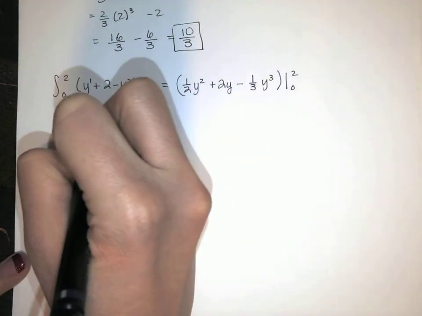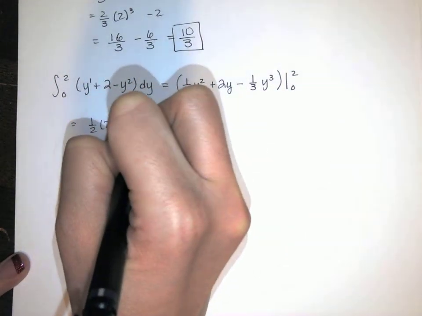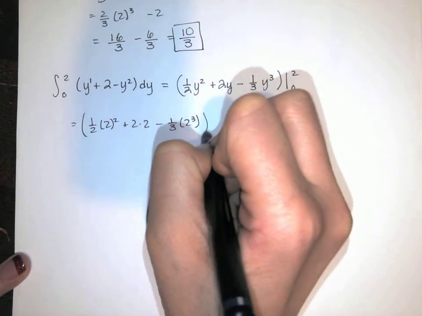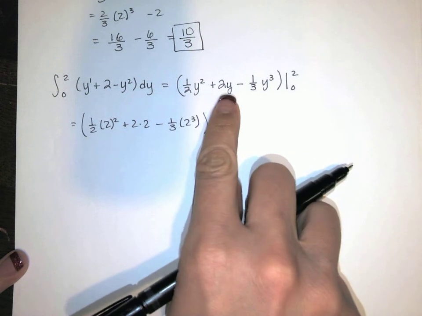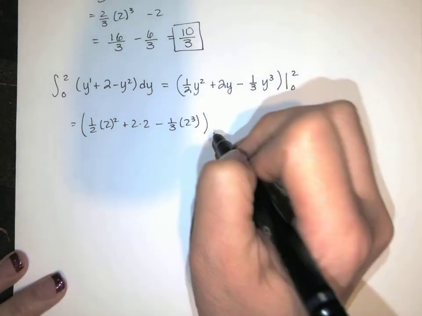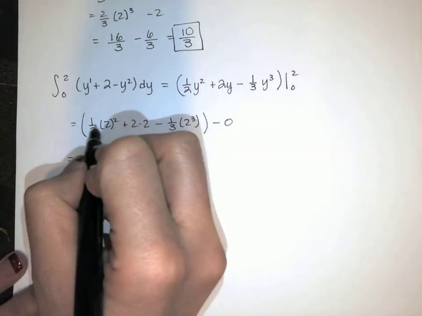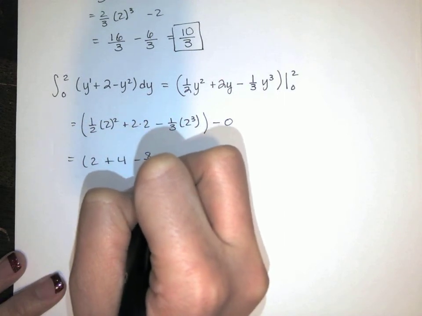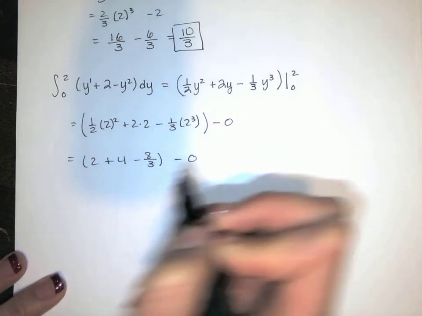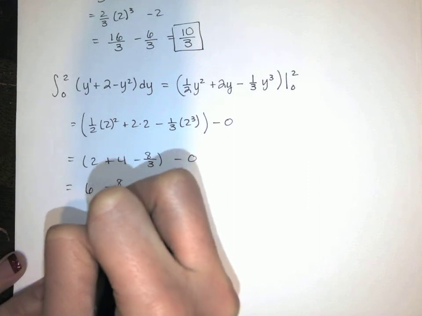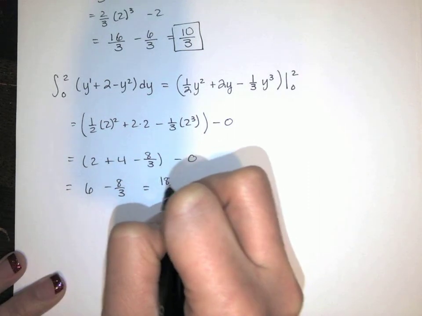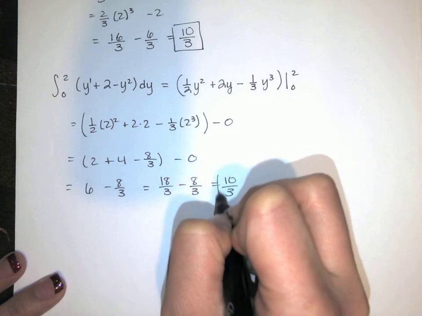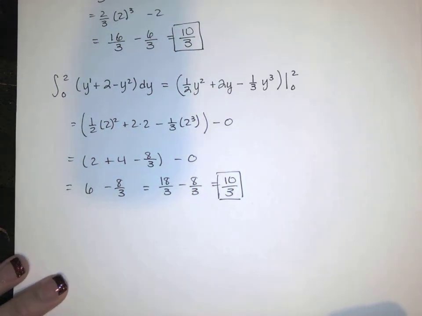So we're going to have 1/2 times 2 squared plus 2 times 2 minus 1/3 of 2 cubed. And then if y is 0, this is 0 plus 0 minus 0, so we just get 0. It's half of 4. Half of 4 is 2. That's 4. And I've got minus 8 over 3. So 6 minus 8 over 3. 6 is 18 over 3. 18 over 3 minus 8 over 3 is 10 over 3. Hey, we get the same thing, but we got there the other way.